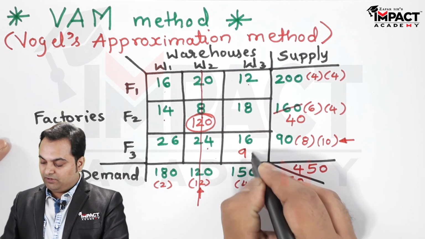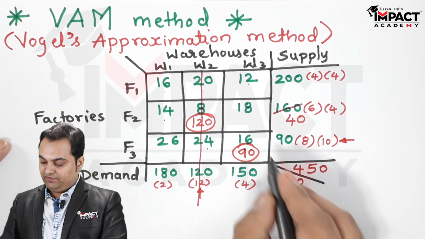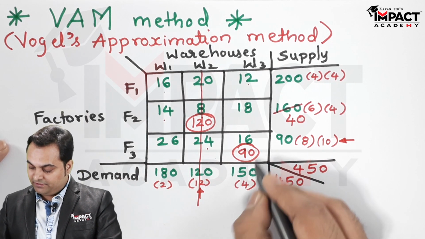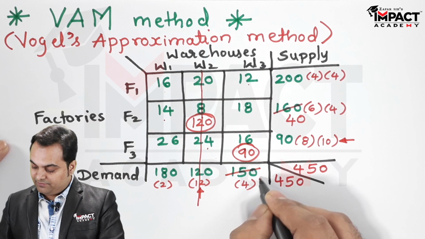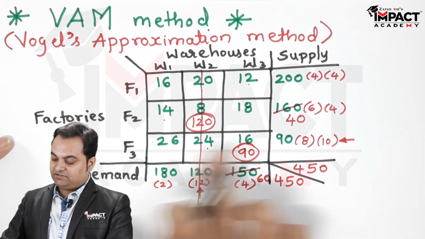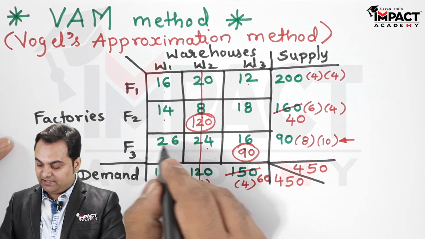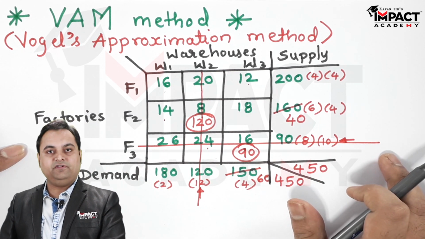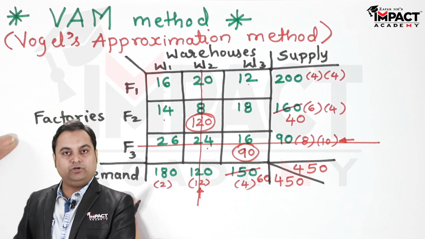So 90 would come over here, but since the demand is not met completely, from 150, 90 would be subtracted. So we have 60 which remains over here, 60, and since the supply has been completed, I can cancel this entire row. Now once a row has been cancelled, we have to take the difference and write it below the column.